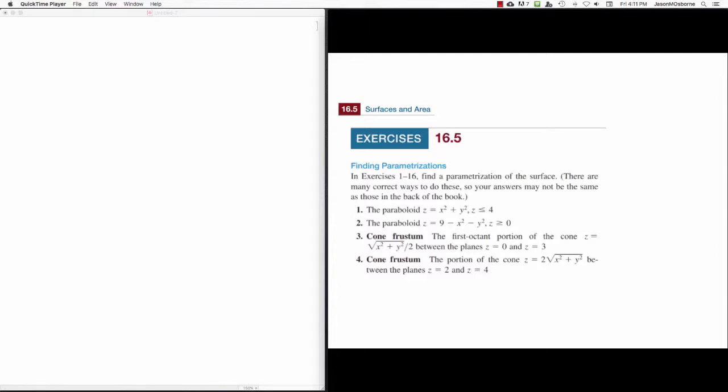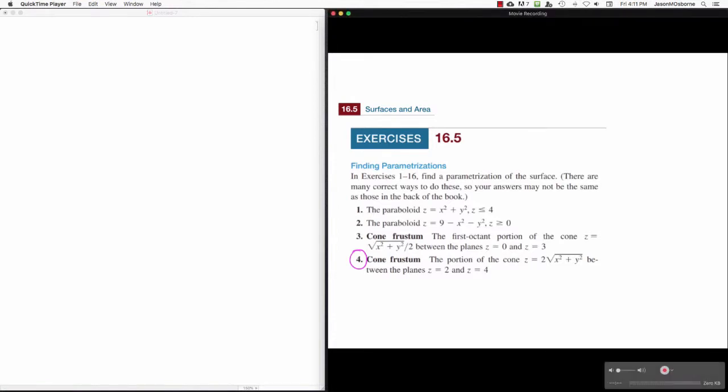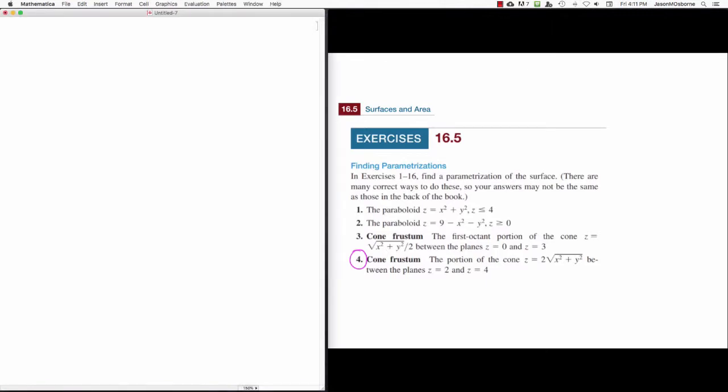As an example of a more involved surface parametrization problem, I thought we would look at one of the problems from the textbook, say, for example, number 4. They were asking us to come up with a formulaic description of the part of the cone given by that formula for z right here, between the planes z is equal to 2 and z is equal to 4.